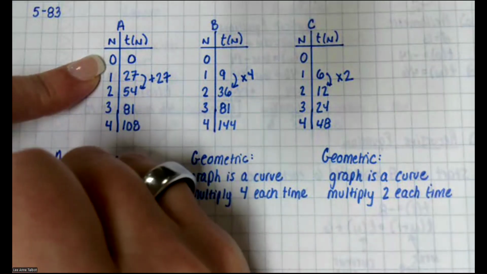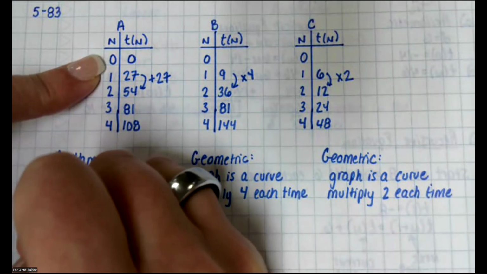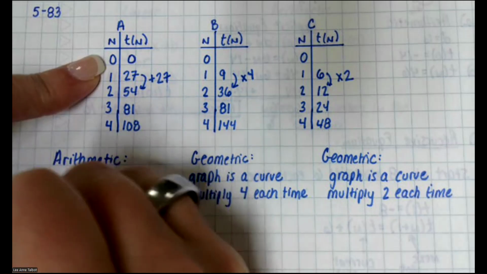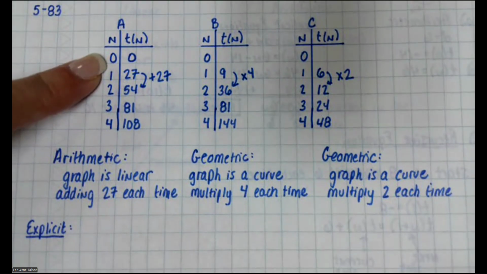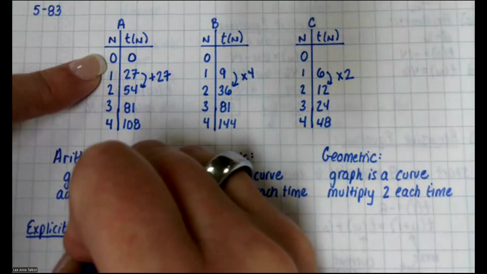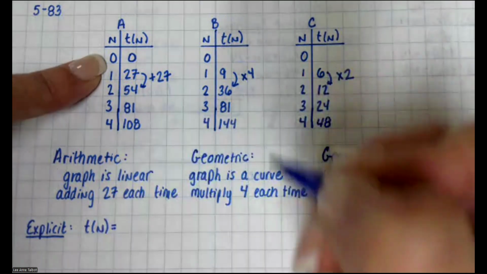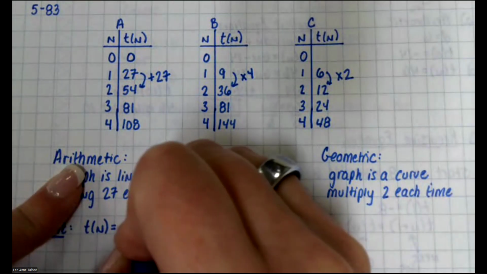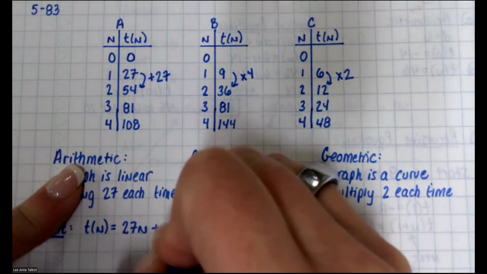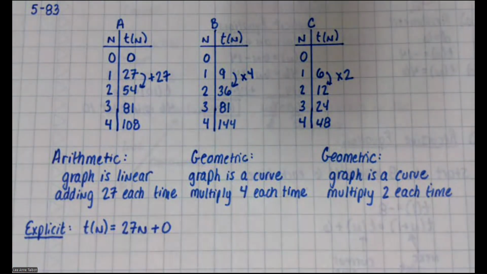So my explicit, and what's the power of the explicit? It's my portal. It can jump me to anywhere I want. T of n equals, okay, it's adding 27 each time, so 27n plus 0. If you want to be fancy, you can leave the plus 0 off, but I'm going to leave it on there because I really want you to see where that came from.